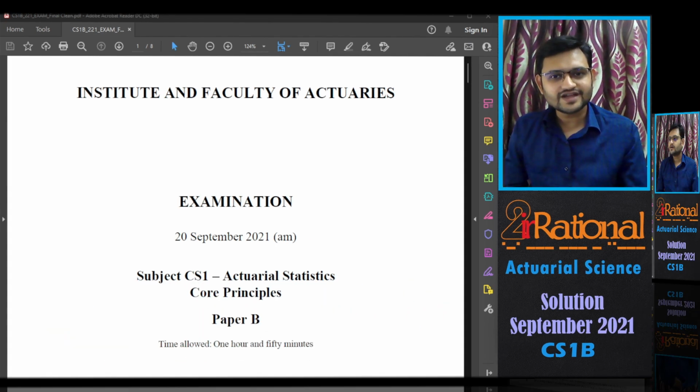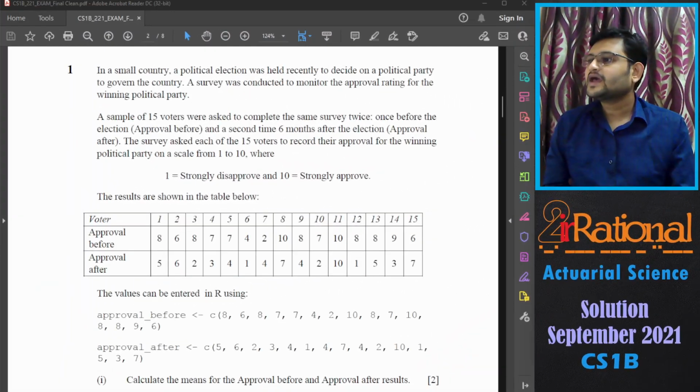So let's get started. Let's read question number 1. In a small country, a political election was held recently to decide on a political party to govern the country. A survey was conducted to monitor the approval rating for the winning political party. A sample of 15 voters were asked to complete the same survey twice, once before the election and the second time 6 months after the election. The survey asked each of the 15 voters to record their approval for the winning political party on a scale from 1 to 10. 1 is strongly disapprove and 10 is strongly approve. The results are shown in the table below.